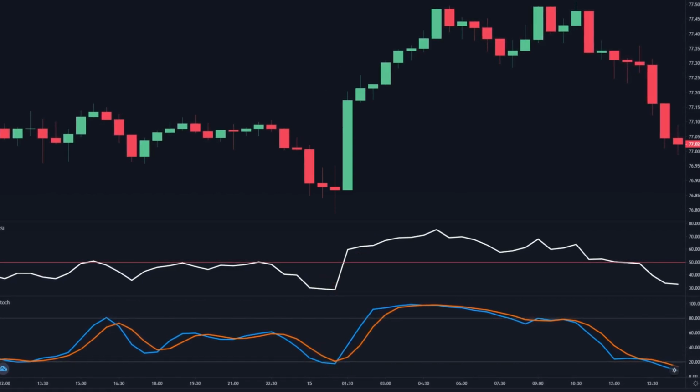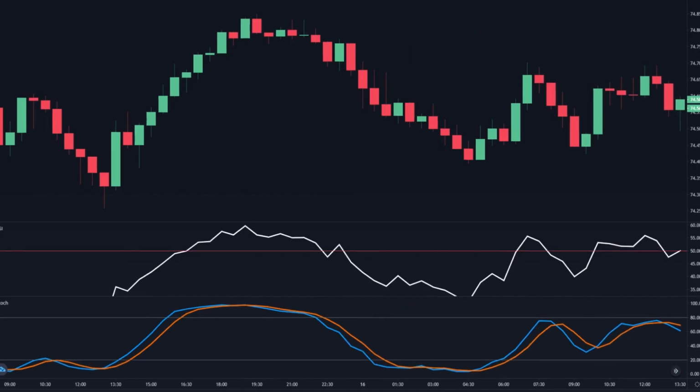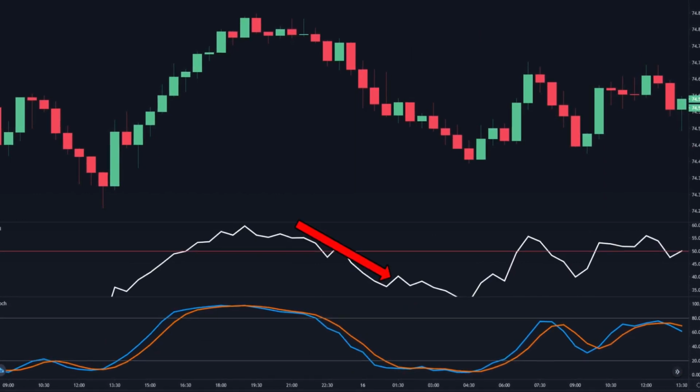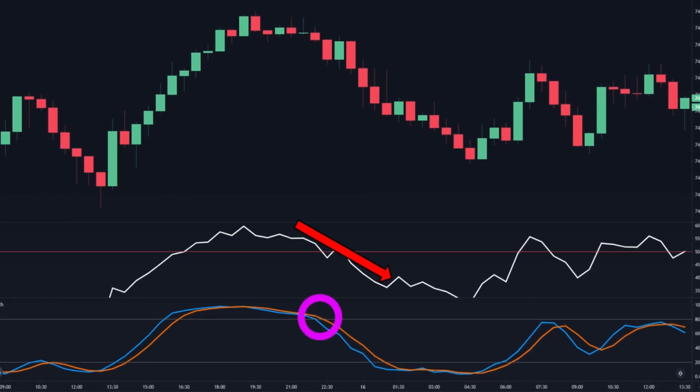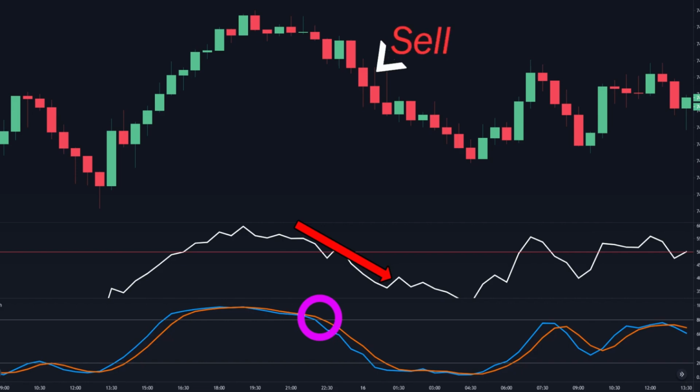So let's look at a few more examples. Here, the RSI crosses below the 50-point line and the stochastics is at the overbought levels. So this is a good opportunity to sell as the price reverses.